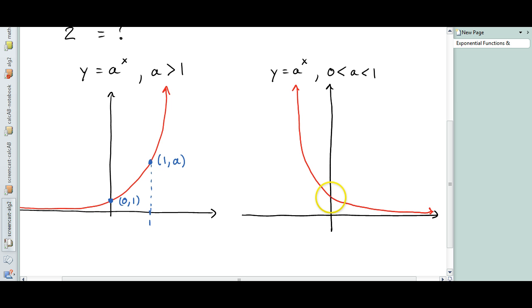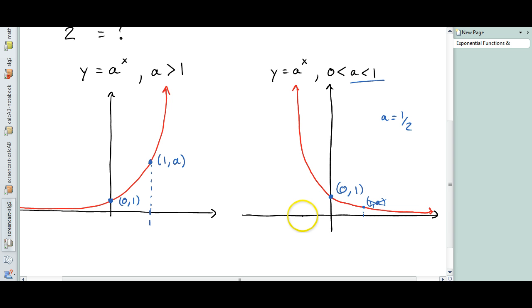Now here, we have the same point right here. If the input is 0, the output is still 1, okay? a to the 0 is 1. And then we don't look at x equals 1 right here because a is smaller than 1. For example, if you take a equals 1/2, we wouldn't plot (1, a) right here. This is not the point that we usually plot.